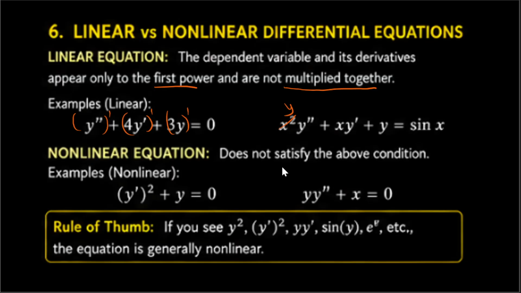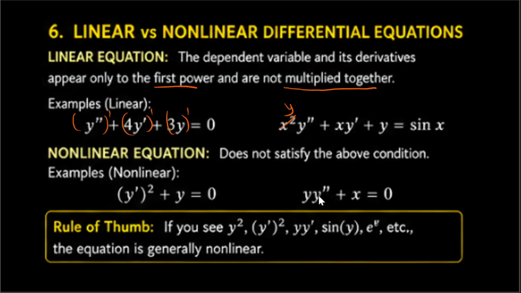Okay, so that is the definition of a nonlinear equation. It does not satisfy these two conditions here. For example, this one: we have y prime squared. You have a derivative of your dependent variable, in this case y, which is raised to the power of 2, which is not 1. Therefore, this is nonlinear.